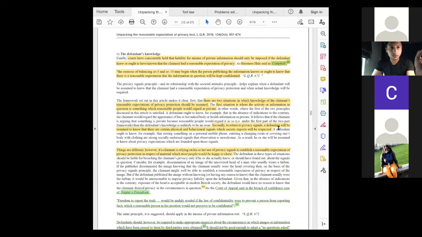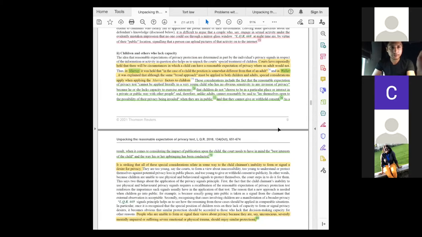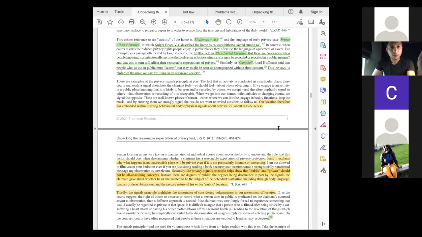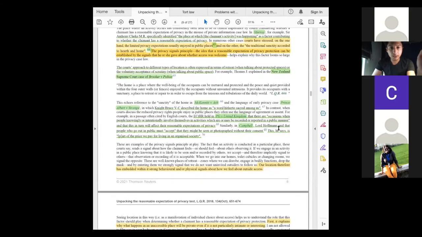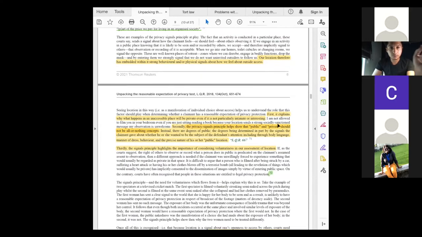First, to answer your question, the location, the three. So these are the three: one, two, and three. These are the three ones you were talking about. She says, when determining whether a claimant had a reasonable expectation of privacy, first it explains the location. The location explains why what happens in an inaccessible place will be private, even if it is not particularly intimate or interesting.